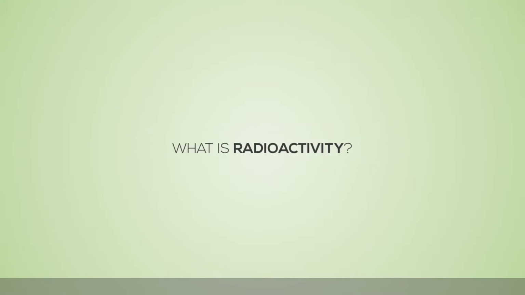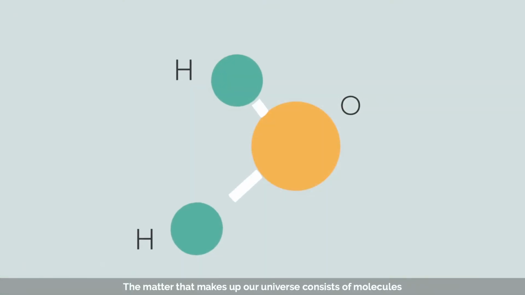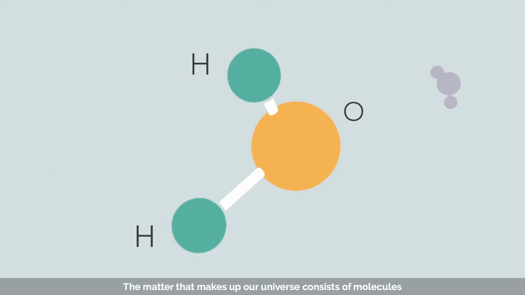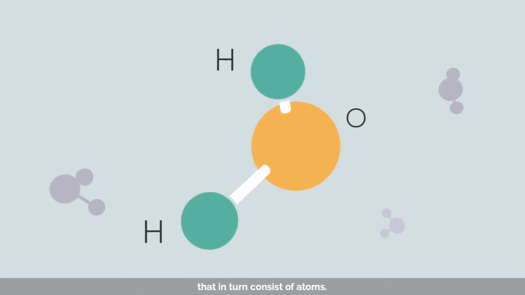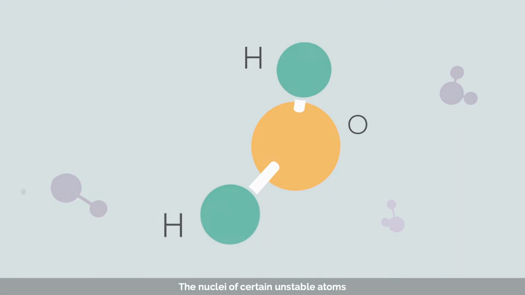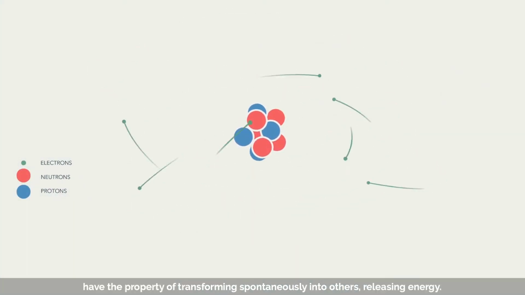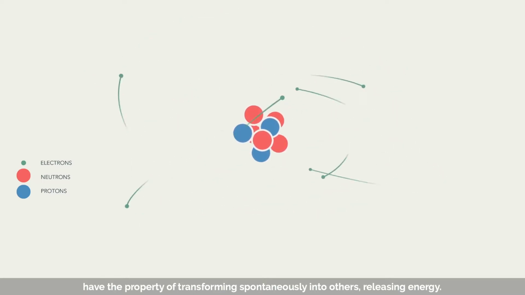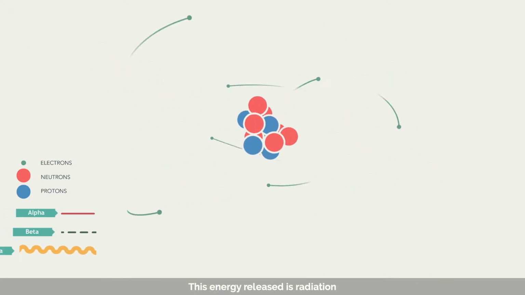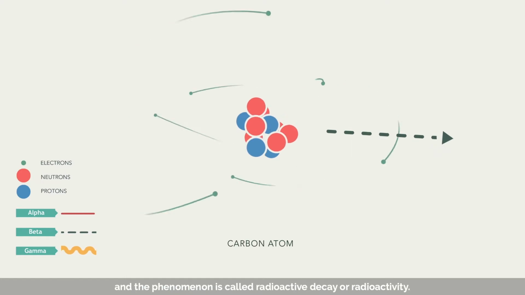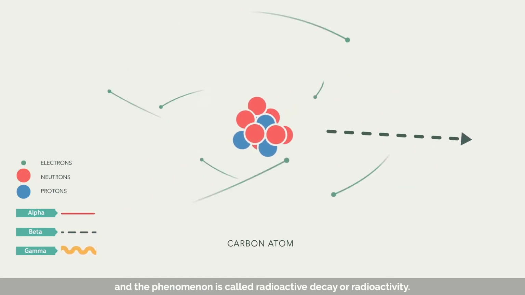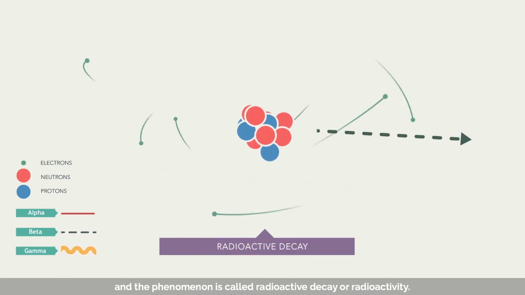What is radioactivity? The matter that makes up our universe consists of molecules that in turn consist of atoms. The nuclei of certain unstable atoms have the property of transforming spontaneously into others, releasing energy. This energy released is radiation, and the phenomenon is called radioactive decay or radioactivity.